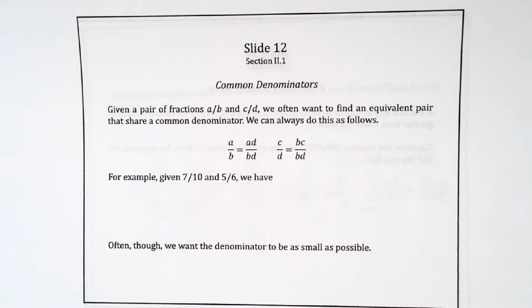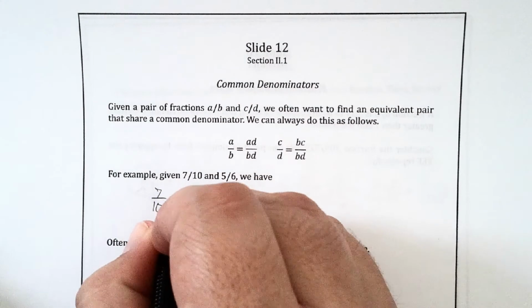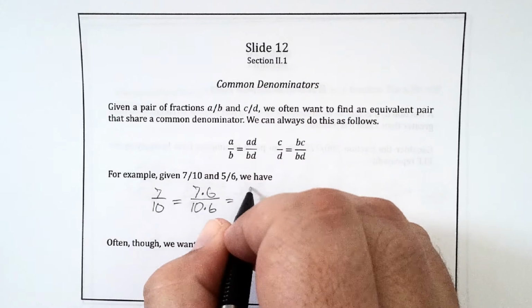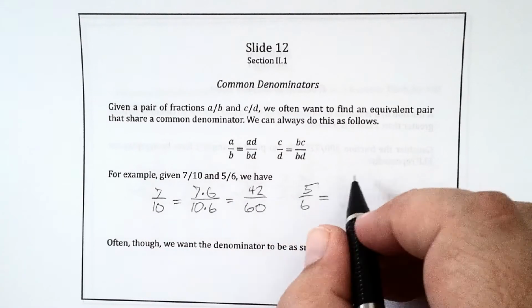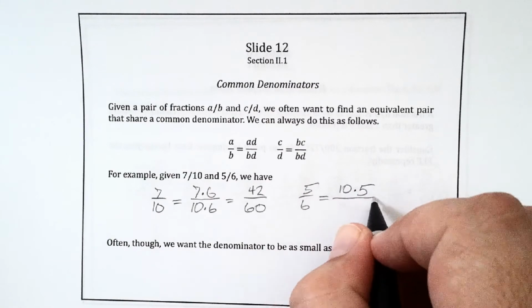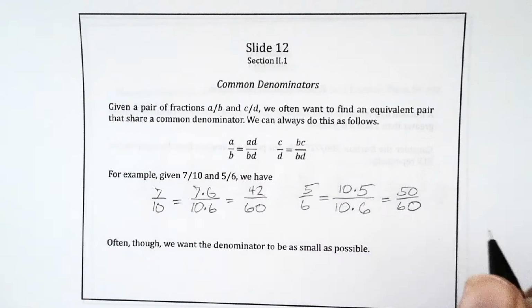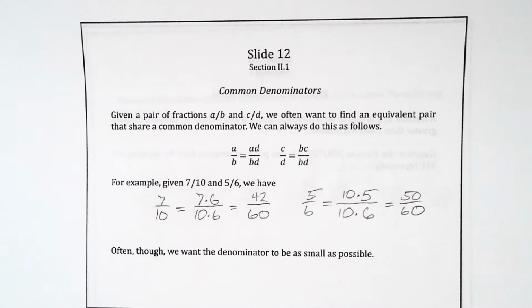So, for example, given 7 over 10 and 5 over 6, we have 7 over 10 is 7 times 6 over 10 times 6. So that's 42 over 60. And 5 over 6 is 10 times 5 over 10 times 6, which is 50 over 60. And that way we get a common denominator. We can see this one's a little bit smaller than this one. If we wanted, we could add or subtract them because they're speaking the same language.